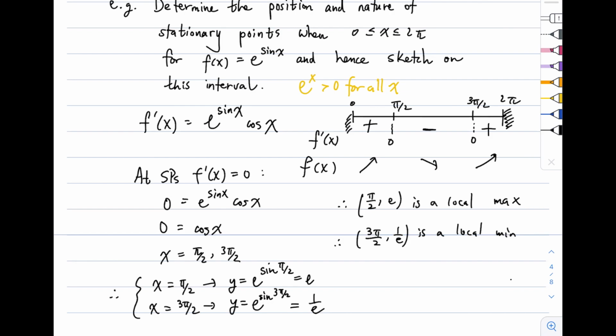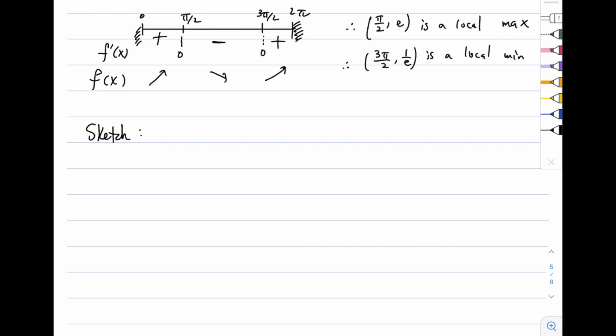What I'm going to do is I'll pause for a moment if you haven't jotted things down and copy it into your notebook. What I'm going to do next is move some of this stuff down and then try and sketch. Okay, so the next thing I want to do is sketch. Okay, so I've copied down the essential pieces of information, the sign chart here, as well as what my local max and mins are, and I'm going to use that to help us make a sketch.